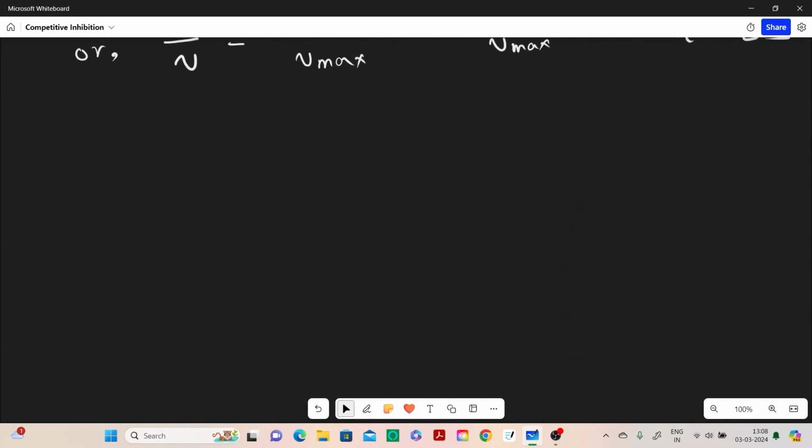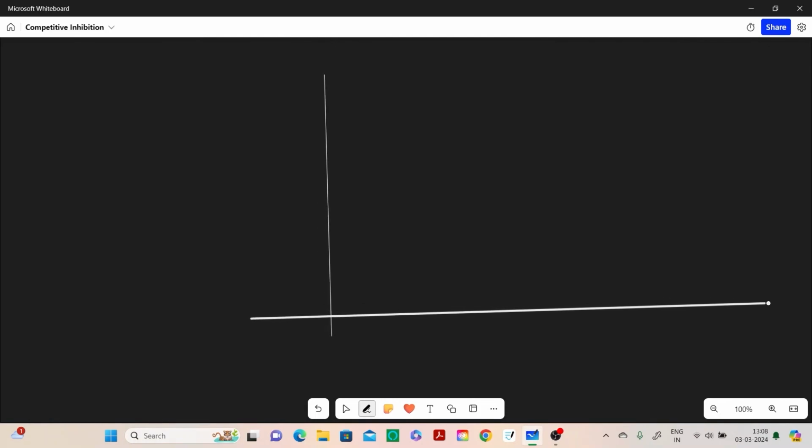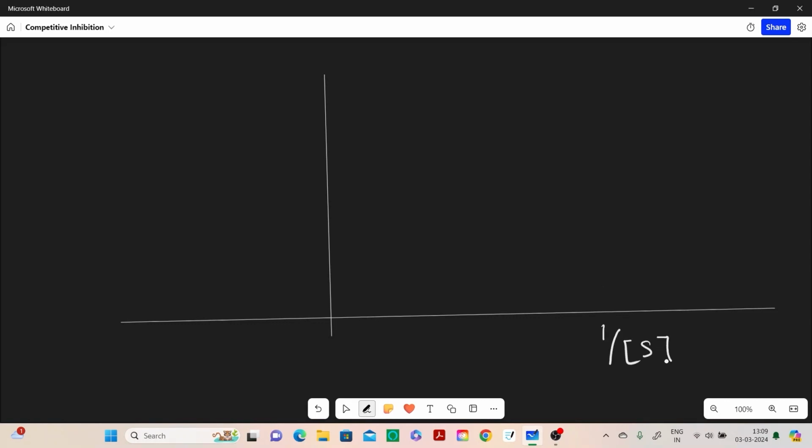Now what happens is this: suppose we have, let me just draw a graph here. I will just extend this a bit here. Yeah. So in this equation, if the x-axis is 1 by substrate and the y-axis is 1 by the rate, normally what happens in a non-inhibited enzymatic reaction is we'll get a straight line like this, where the y-intercept, this one, is 1 by Vmax, and the x-intercept, or this one, is minus 1 by Km.